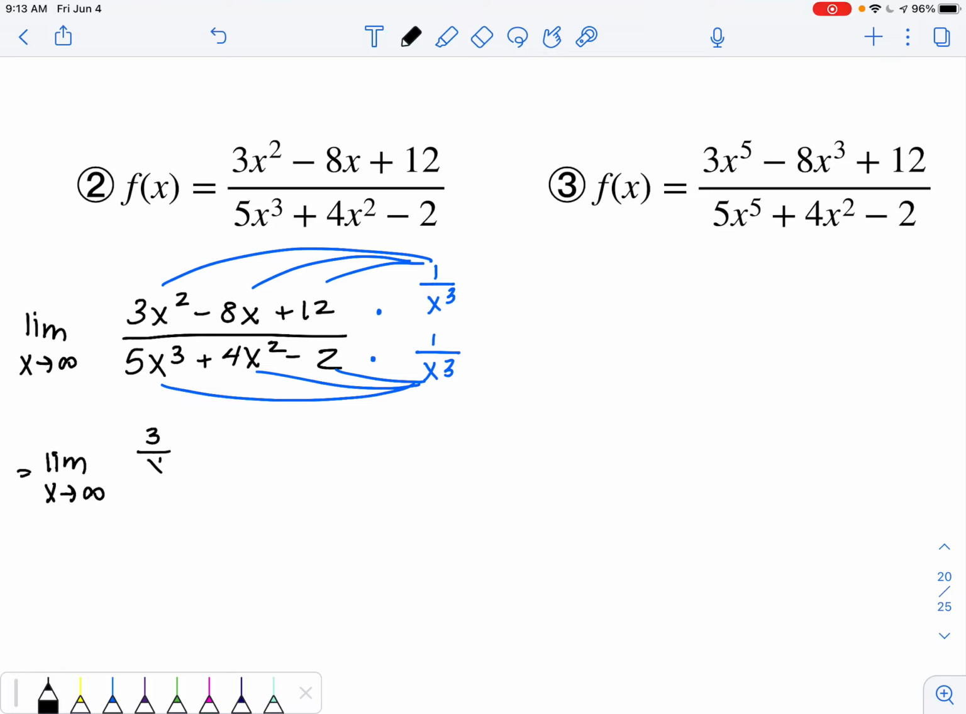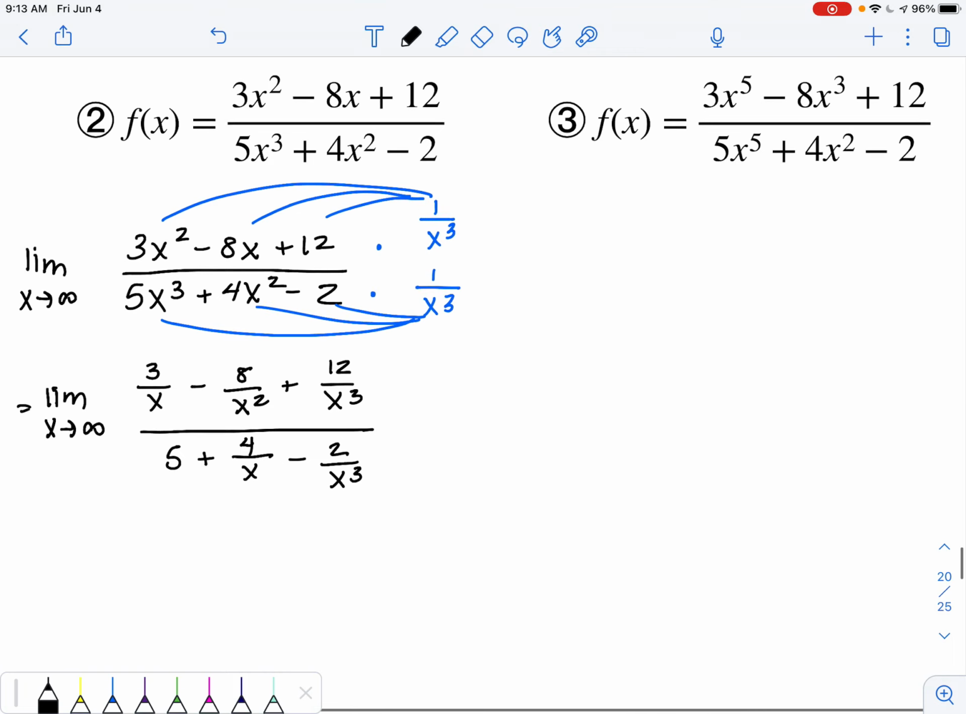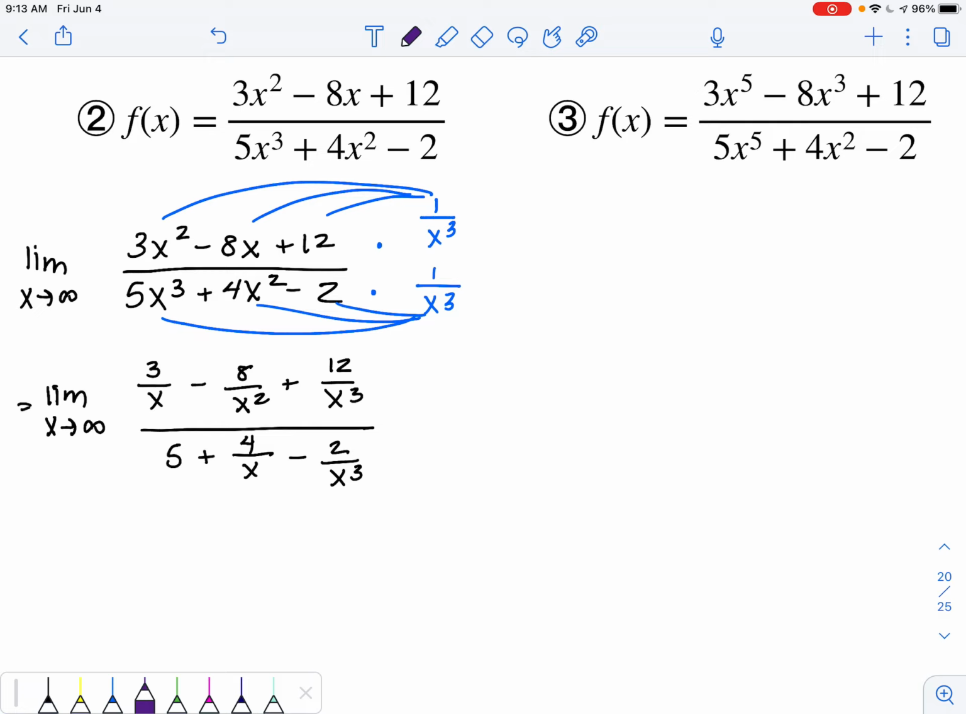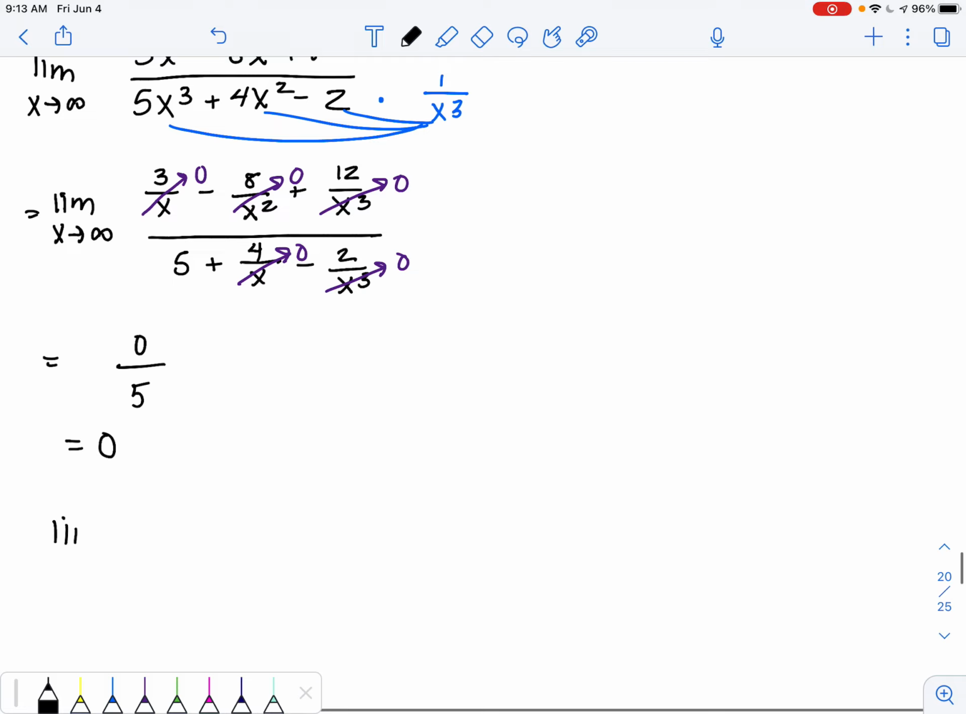Right, so we're going to keep our limit notation. What that's going to be: 3x squared times 1 over x cubed is going to give me 3 over x minus 8 over x squared plus 12 over x cubed, all over 5 plus 4 over x minus 2 over x cubed. So now as we take the limit of each portion, the limit as x goes to infinity of 3 over x, and anything like that, those basic little rational functions, all of these are approaching 0. And that's approaching 5. So our overall limit here is 0 over 5, which we know is just 0.